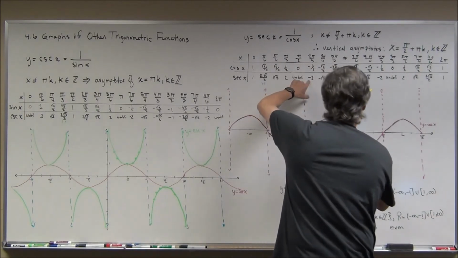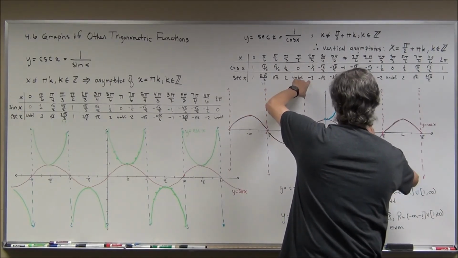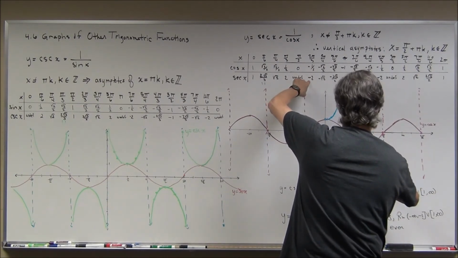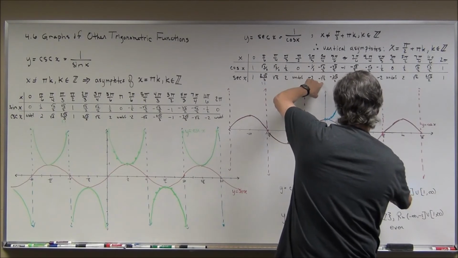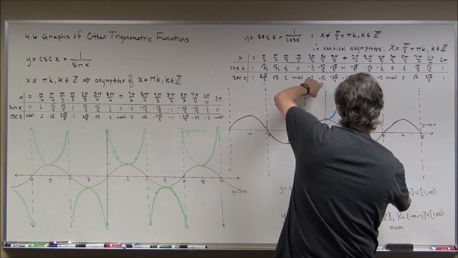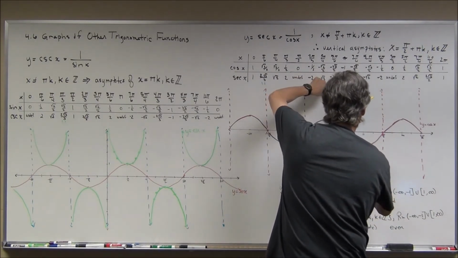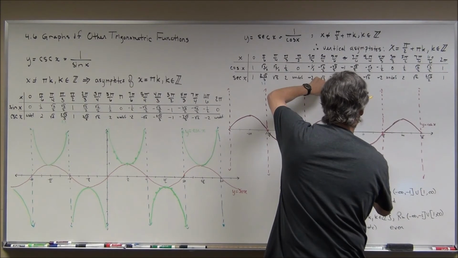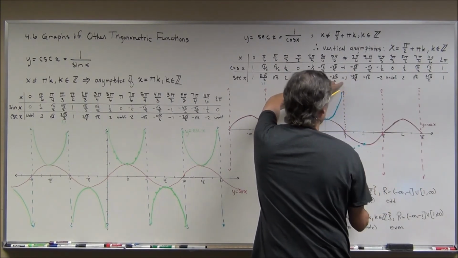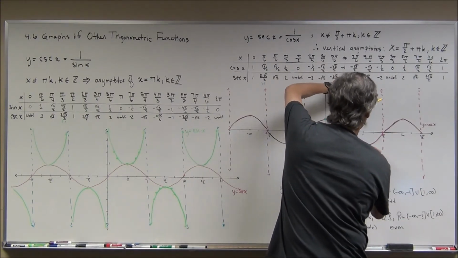At 2 pi over 3, I am at negative 2. Let's see, that'd be down here. At 3 pi over 4, I'm at negative 1.4. So I'm approximating it best I can. At 5 pi over 6, I'm at negative 1.1. And then at pi, I am at, there it is, negative 1. Then it continues with this pattern.